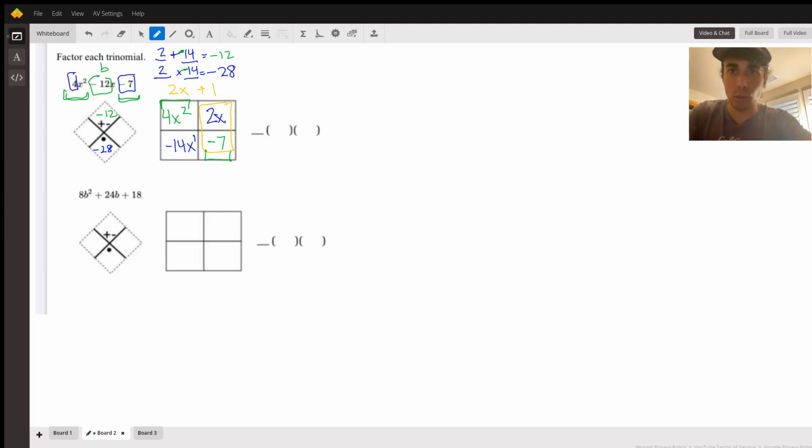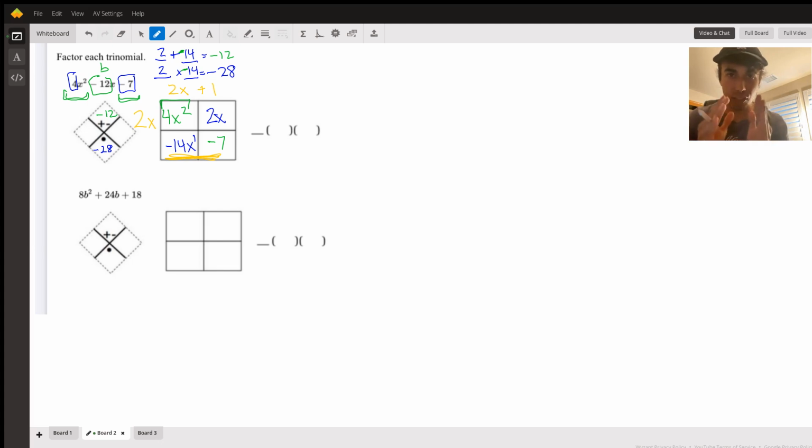All right, so next let's do our rows. Let's look at the top row, so we're looking right here. The largest number that goes into 2 and goes into 4 is just going to be a 2. And then the largest thing that goes into x squared and x, as we already determined, is just x. Same thing on the bottom row, so we're looking down here now. All right, largest number that goes into -7 and -14.